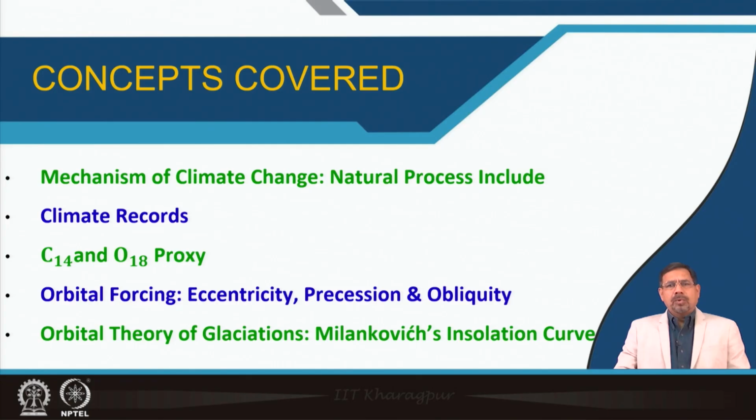And more importantly, let us also discuss these C14 and O18 proxies, the two isotopes, because the usual valence is, what do you say, atomic number goes C12 and O16. So, we have 14 and 18. So, these two, how they serve as proxies, we will try to discuss in the course of getting information on climate records. The fourth one is orbital forcing.